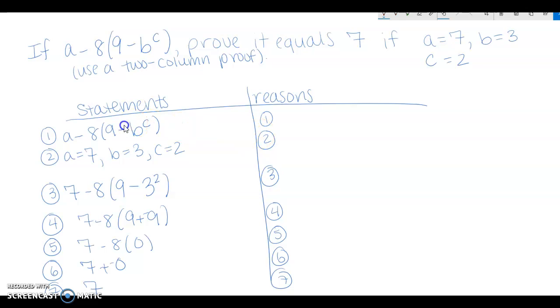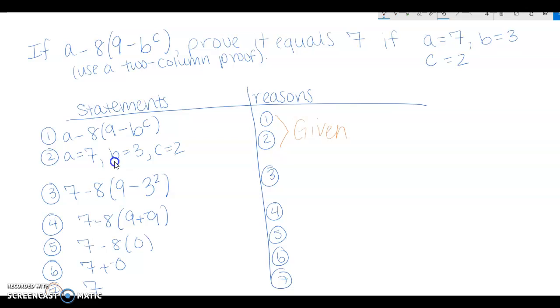So here we are given that this expression exists, and we're given that here in step number 1. And we're also then reminded that A equals 7, B equals 3, and C equals 2. And you'll see that we're supposed to be proving that this expression is evaluating to equal 7. And so we will eventually do that. But the first 2 steps here are given to us in the problem, so we are able to label them given.